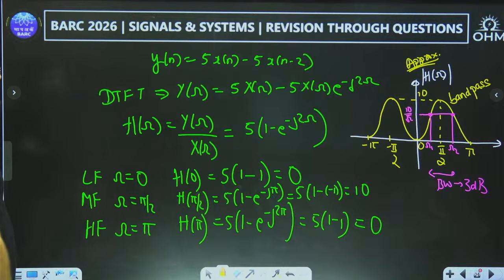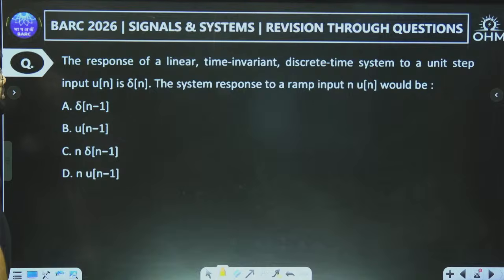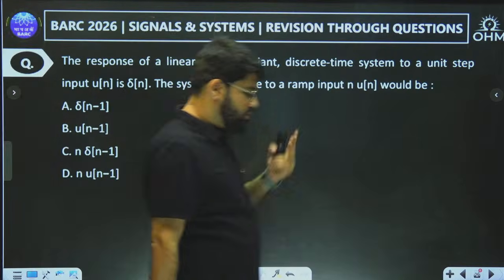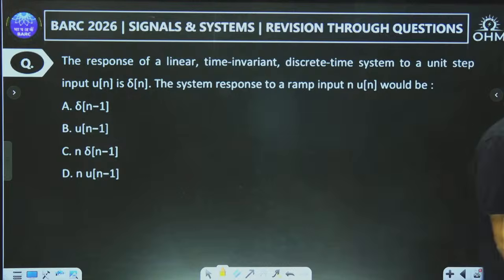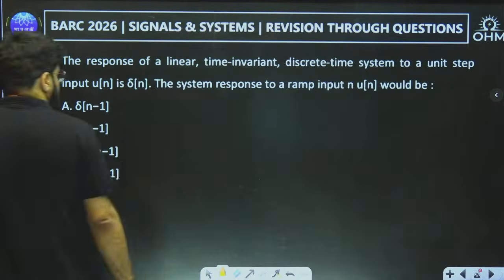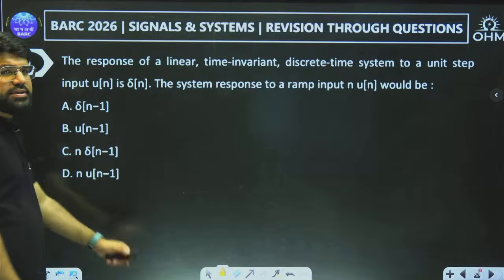Okay, next question. The response of a linear time invariant discrete time system to a unit step input u[n] is delta[n]. The system response to ramp input n u[n] would be how much? Okay, let's see this.